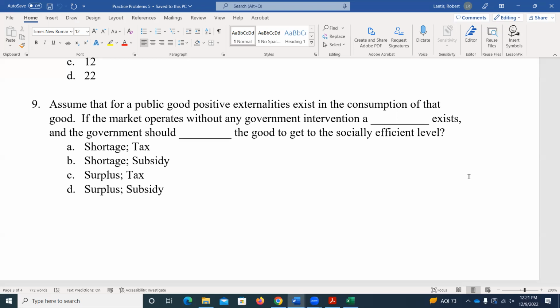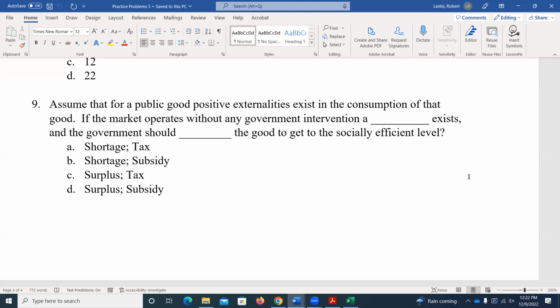If we allow the market to operate freely, then yes, as long as we only have a positive externality, we end up with a shortage. We could complicate it by having both positive and negative externalities, but if we just have this positive externality, we end up having a shortage if we allow the market to operate freely.